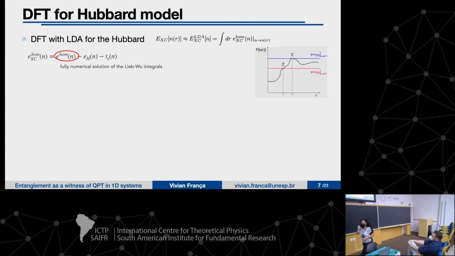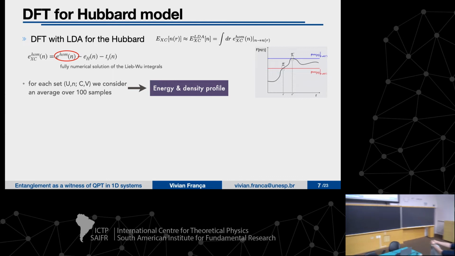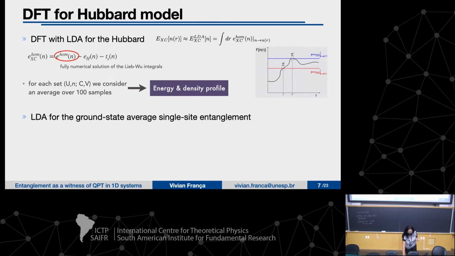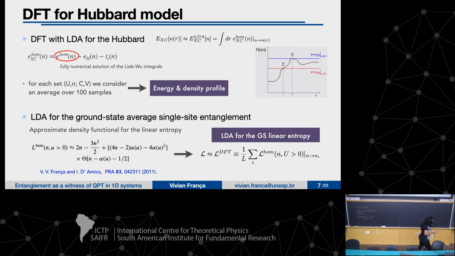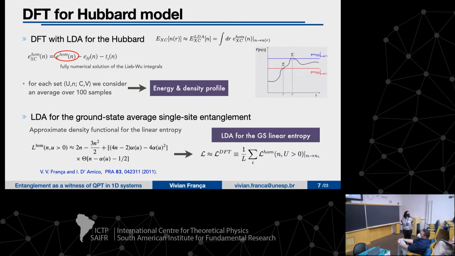When we do that for each specific set of parameters, we have to consider 100 samples, and the quantities we obtain are an average over these 100 samples. Now for the linear entropy, we do something similar, but as the input of an LDA we use an approximate density functional that we proposed years ago for the linear entropy. So we also do a kind of LDA approach for the linear entropy, where we use the information from this step, which is the density profile. From there, we have an approximate linear entropy for the disordered chain.